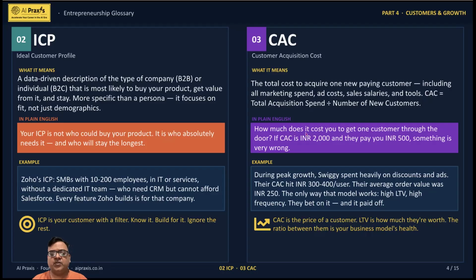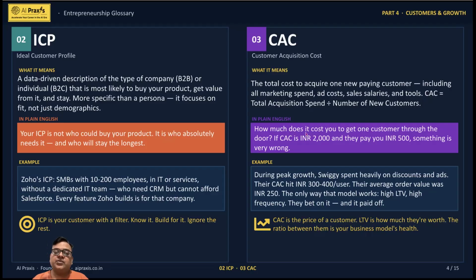Look at the example of Zoho. Their ICP is very clear. Small to mid-sized businesses, maybe 10 to 20, 30, or 200 employees at max, who actually need CRM but cannot afford Salesforce, which is one of the biggest companies in CRM. Every product decision flows from this clarity.